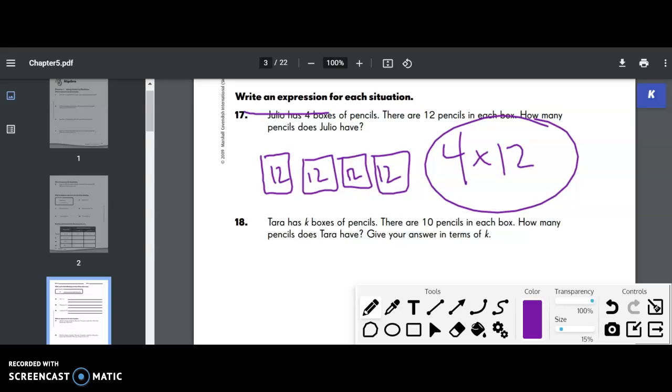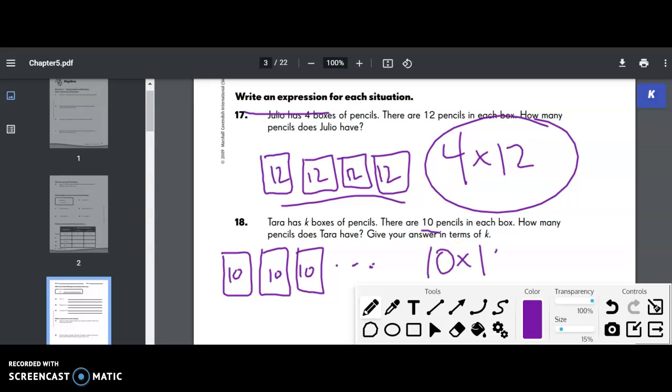Or Tara has K boxes of pencils. There are 10 pencils in each box. How many pencils does Tara have? Okay, well, we knew that for one like this, we would multiply, so it's the same here. If we're repeating this 10 pencils over and over, we don't know how many times. Okay, so we don't know how many exactly, some number, but each one has 10. Well, we could do 10 times whatever K is. Or you could just write 10K as your answer, because remember, this shows multiplying when they're stuck next to each other like that. So that is my answer. That is my expression.